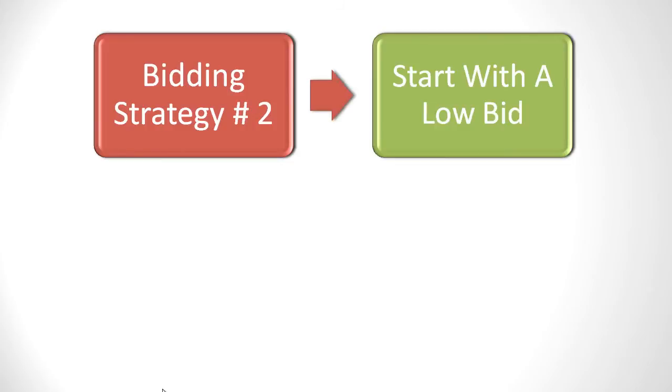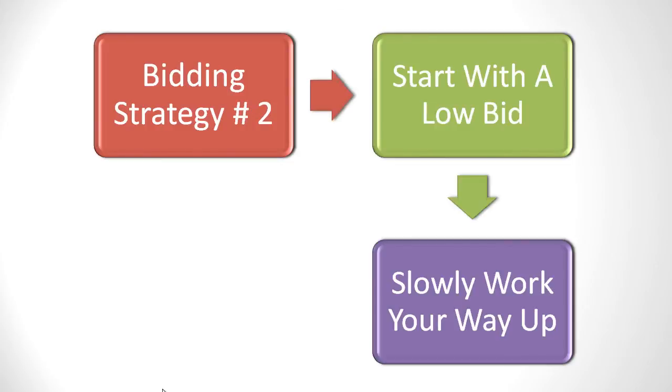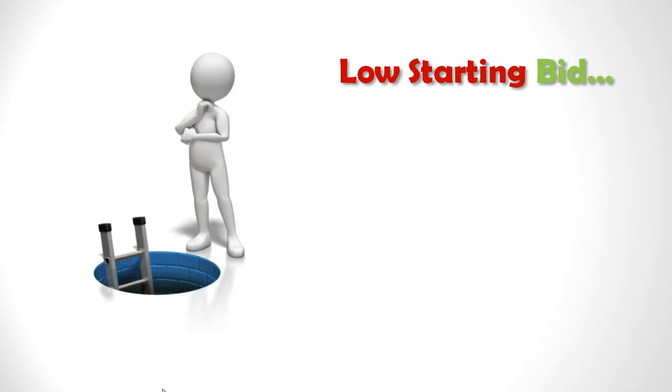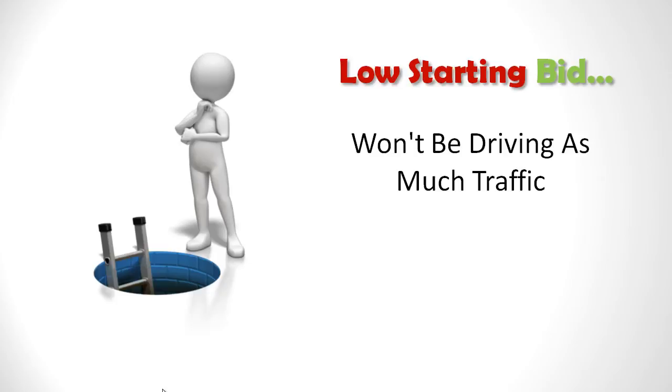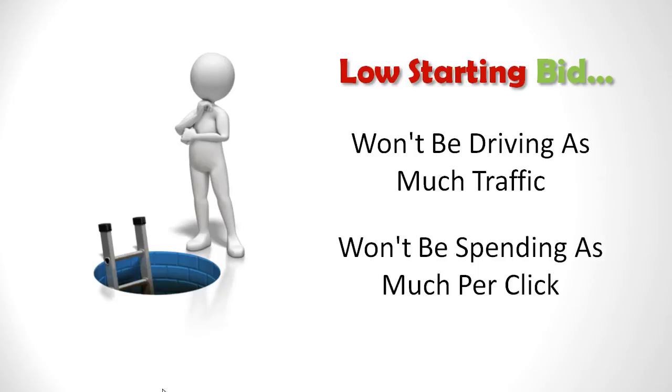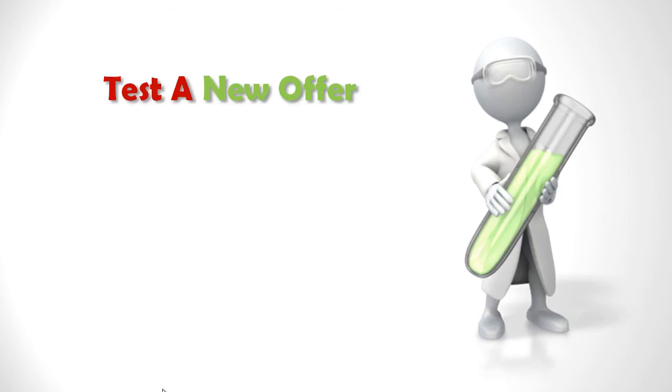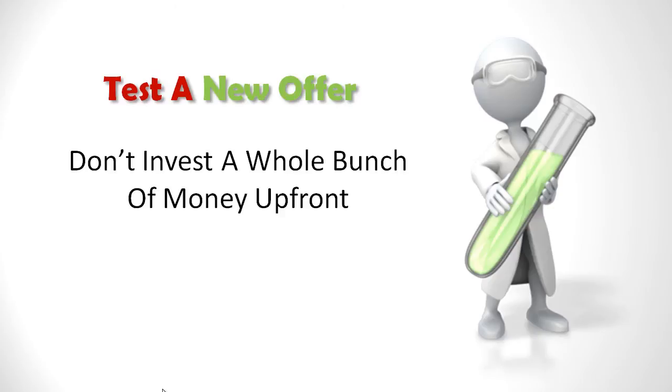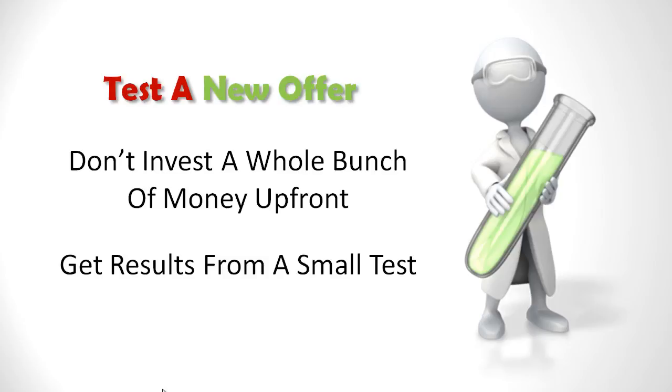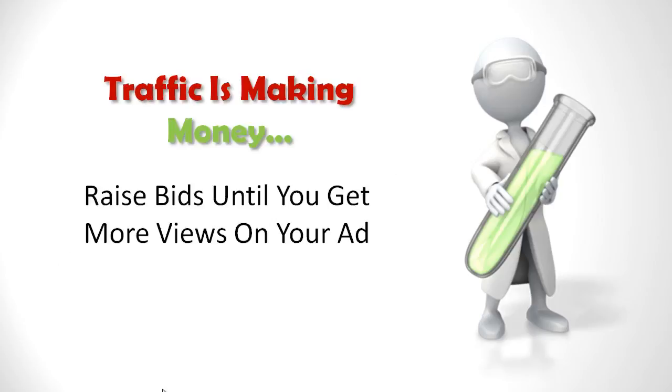The second bidding strategy you can use is to start with a low bid and slowly work your way up. This strategy is the exact opposite of the one mentioned above. With the low starting bid, you won't be driving as much traffic, but you also won't be spending as much per click. This is a great way to test a new offer. Using this strategy, you don't have to invest a whole bunch of money up front, and you can get results from a small test. If you see the traffic is making money, then you can raise your bids to begin getting more views on your ad.